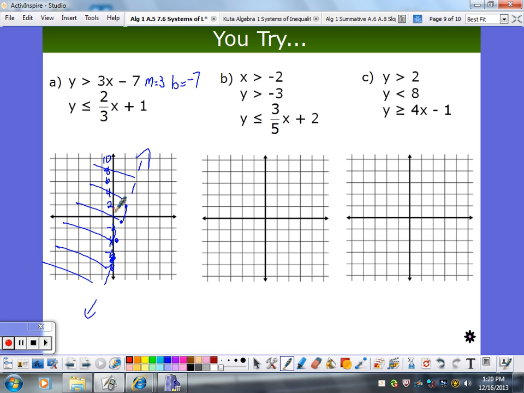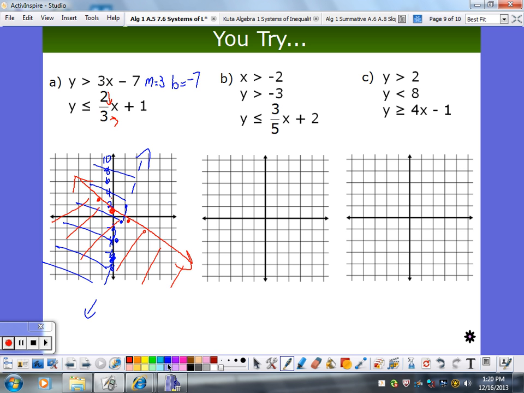2x plus 1. So there's my b of 1. This says go down to right 3. Down to right 3. Oh, I'm having a hard time with this. Or up this way. And this one's going to be a solid line. And it's less than or equal.